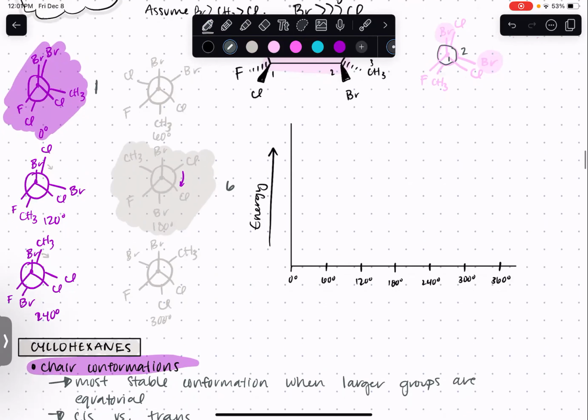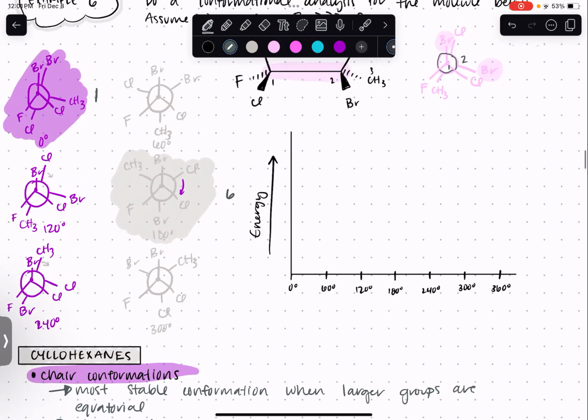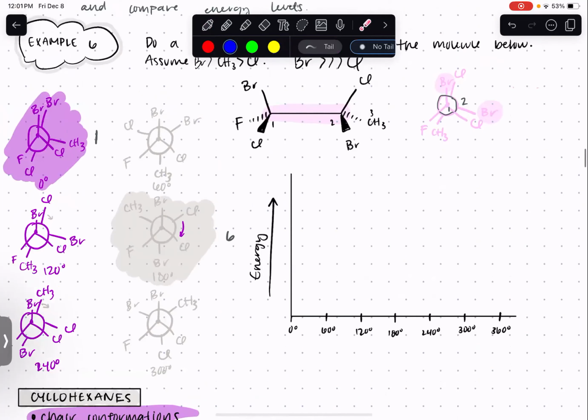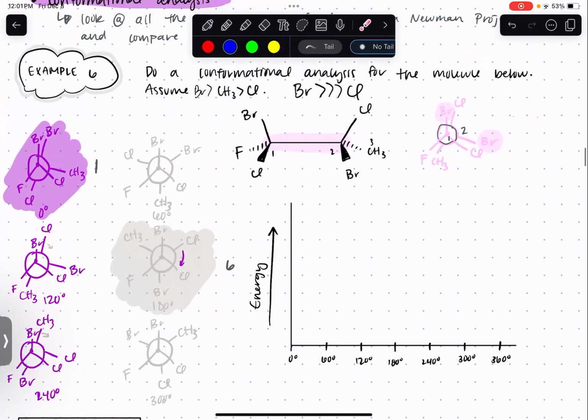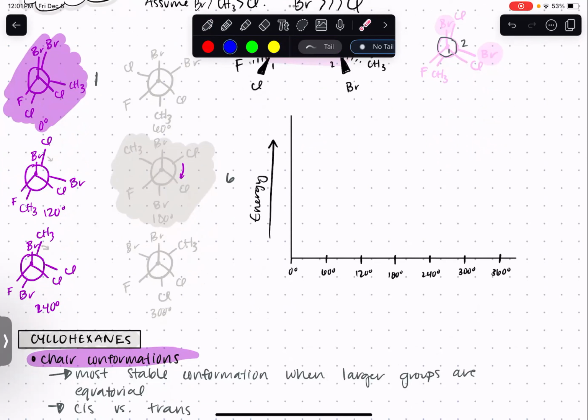Now we can look, of the lowest 3, we can figure out which one's 5 and which one's 4. So in this one, we have our bromine next to a bromine and a chlorine. And in this one, we have our bromine next to a bromine and a methyl group. Now up here, it told me that I'm supposed to assume that the methyl group is bigger than the chlorine. So that means when my bromine is next to this methyl as compared to a chlorine, this one is going to be higher in energy than that one.